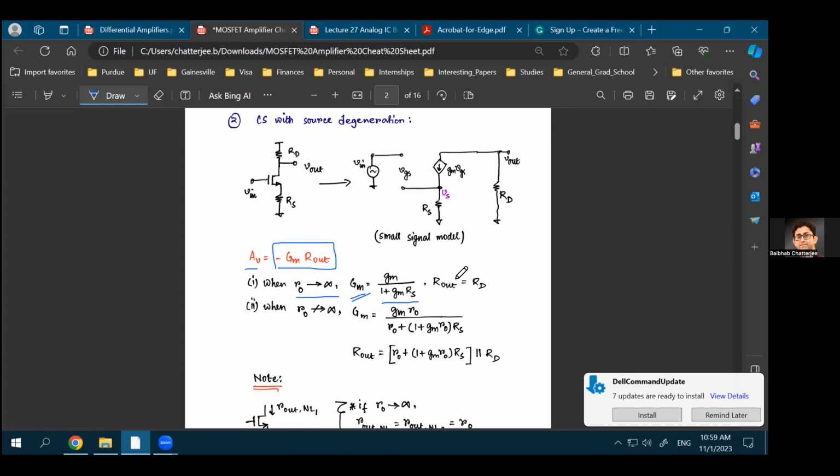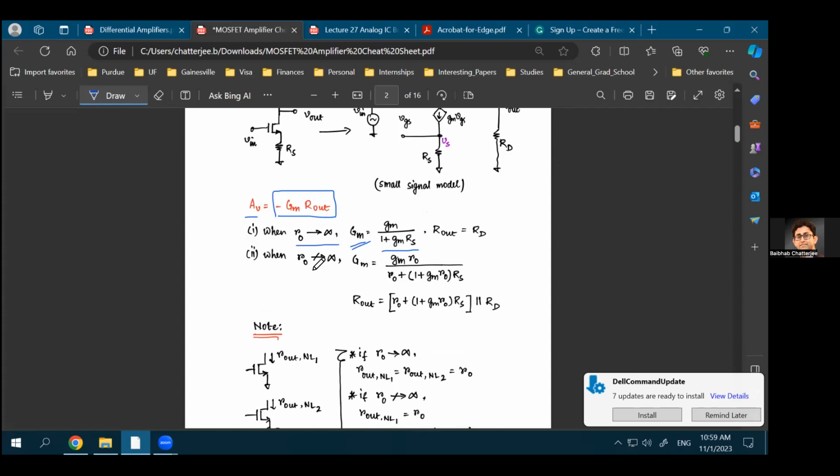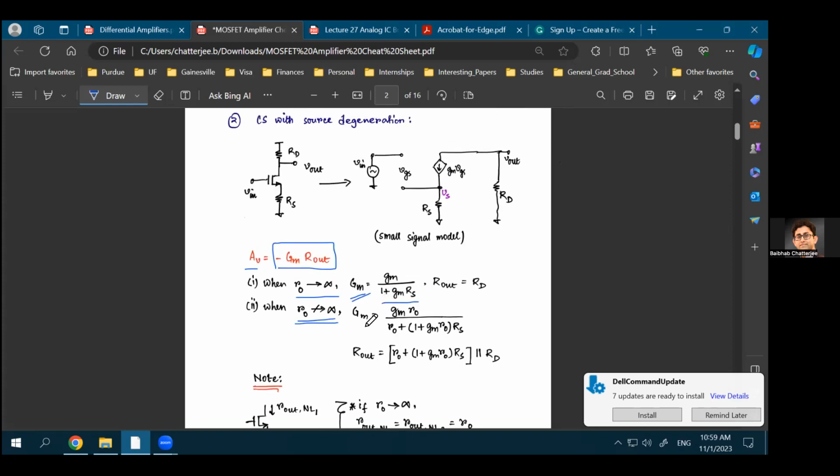And of course, your output resistance, that is the output resistance looking at the output terminal, will be equal to RD if your Rho is infinite. When Rho is not infinite, your Gm, and this is something we have not solved in class, but if you take into consideration the Rho resistance that is connected between the drain and the source, and then just solve the KVL and KCL at those nodes, you'll see that your capital Gm will look a little different than what we have seen before.